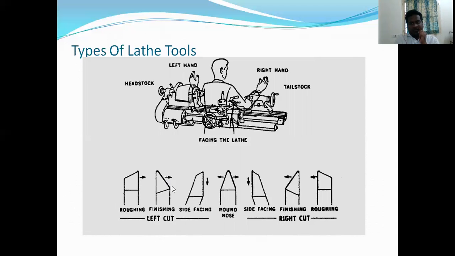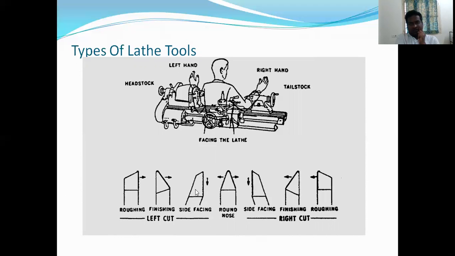And the tool has this type of face also, the inclination face. If we are using this cutting edge while doing the operation, while moving, that is called finishing operation. Coming to here, the cutting edge is formed here. We are engaging with this tool. That operation is called side facing operation.